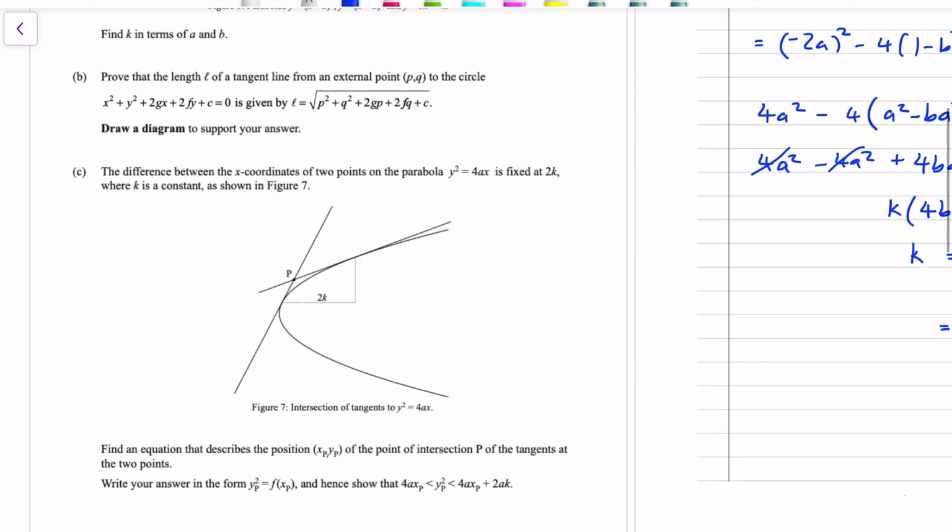Okay, question part B. Prove that the length L of a tangent line from an external point P, Q to the circle x squared plus y squared plus 2gx plus 2fy plus c equals 0.